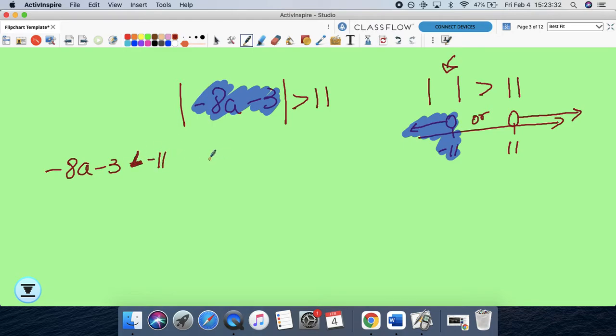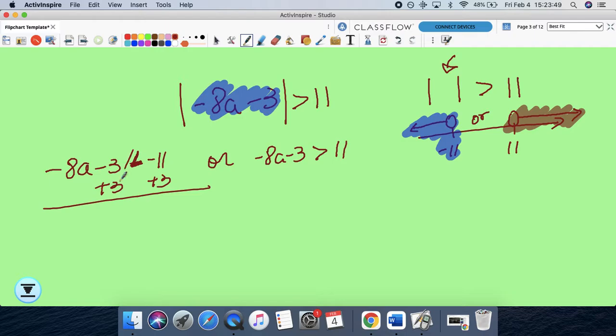Or negative 8a minus 3, in order for that to work, has to be, and look at the other side, right? Has to be greater than 11. So let's solve it now. Plus 3, plus 3. That goes away. I have, what is that? Negative 8a. We're going to divide both sides by negative 8, so therefore we're switching the sign.